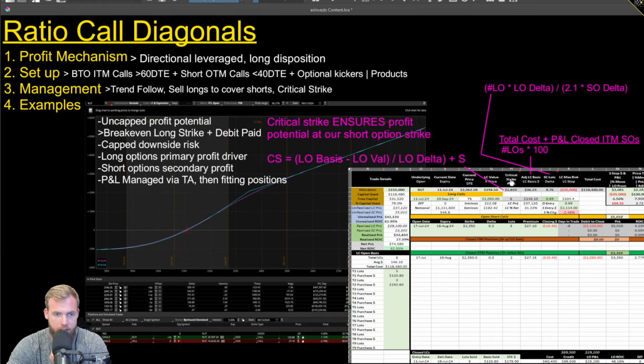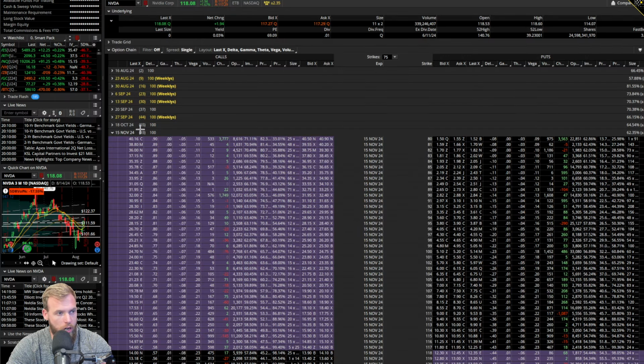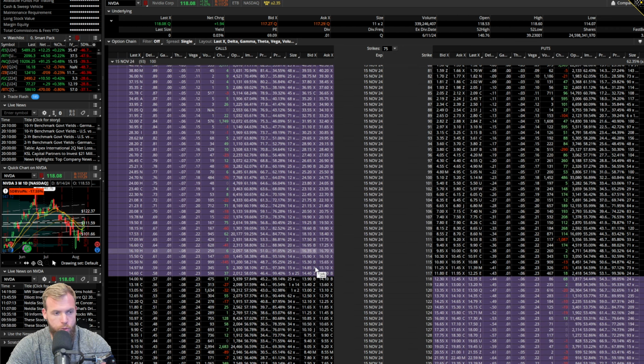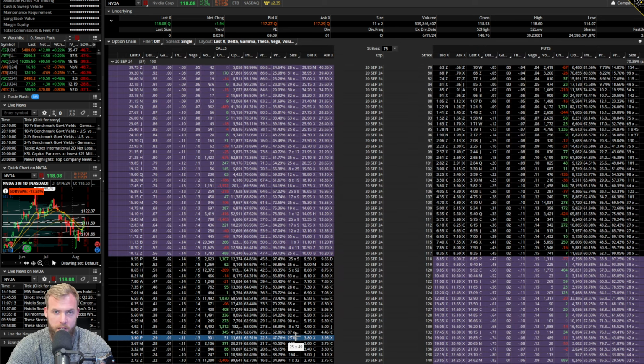This first one here is this idea of a critical strike. What is a critical strike? Well, it ensures that where we sell our short option is not potentially locking in a loss. So it, in the beginning, is very easy. When you first buy your long options in this case, as long as you sell short options that are essentially out of the money when you come in here, then you'll be okay to the upside, depending on what ratio you pick, which we'll talk next. But it's not locking in a loss.